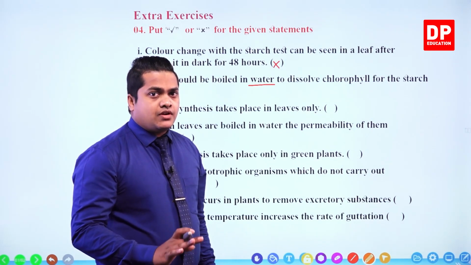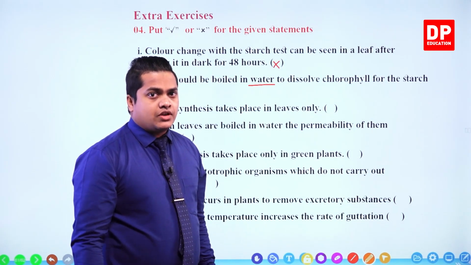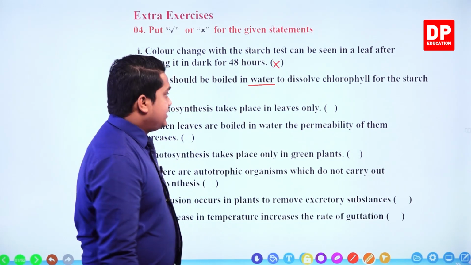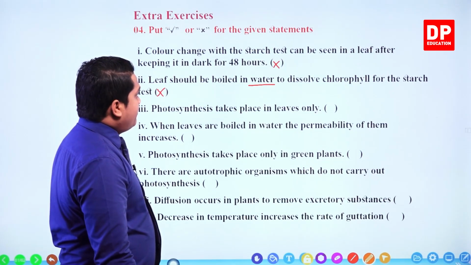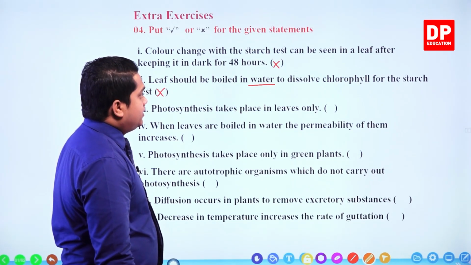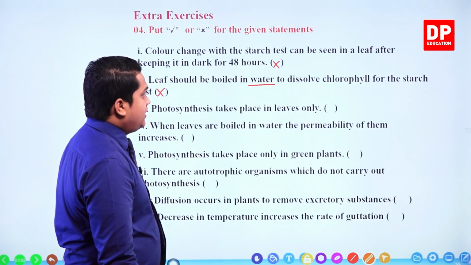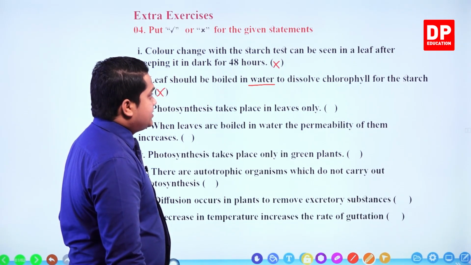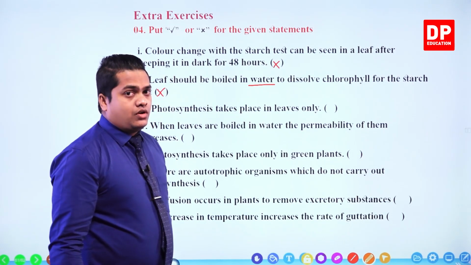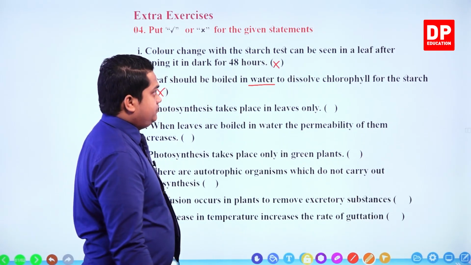In order to dissolve chlorophyll, we have to use a solution like alcohol. So this is also incorrect. Leaf should be boiled in water to dissolve chlorophyll for the starch test. This is incorrect because we dissolve chlorophyll in alcohol but not in water. Next one.